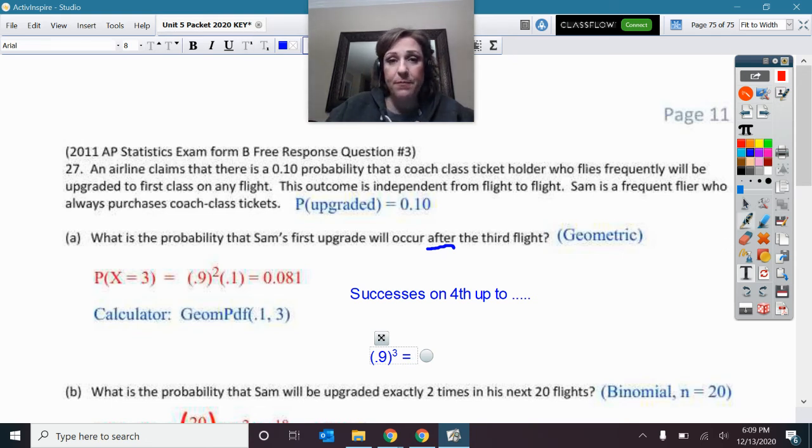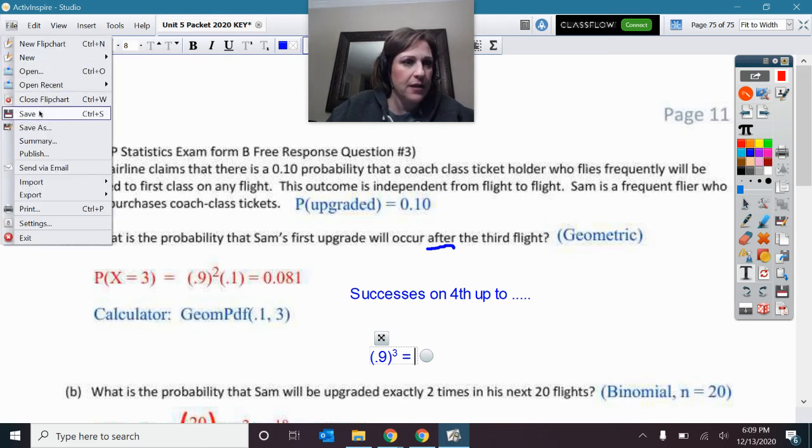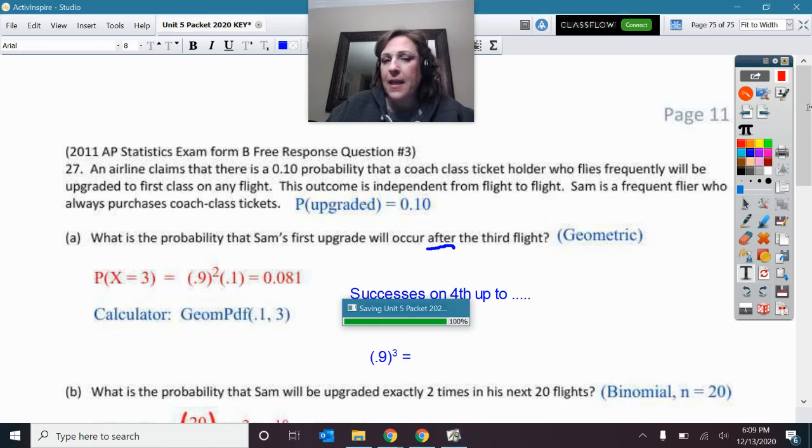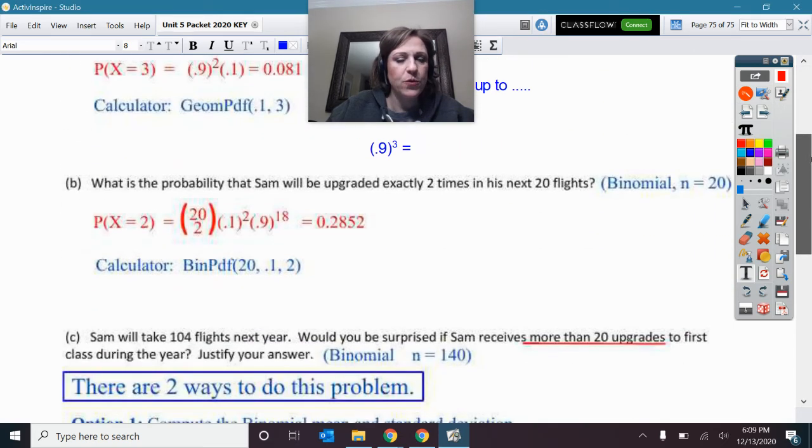Okay, so I had messed up on that one. All right, and we'll fix that. Okay, I'll have to update that in the answer key that I put online. So here we go. Okay, the next one.